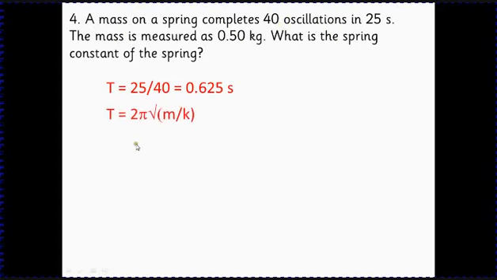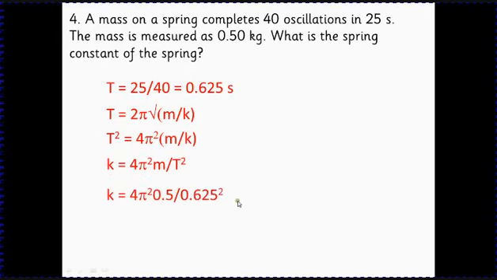Then we're just back to the same equation again. Square both sides. This time we're trying to get k, so multiply by k and divide by T squared. Put all the numbers in, and you end up with a spring constant of 50.5 newtons per metre. Don't forget the units, slightly tricky one for spring constant. Don't miss those out.